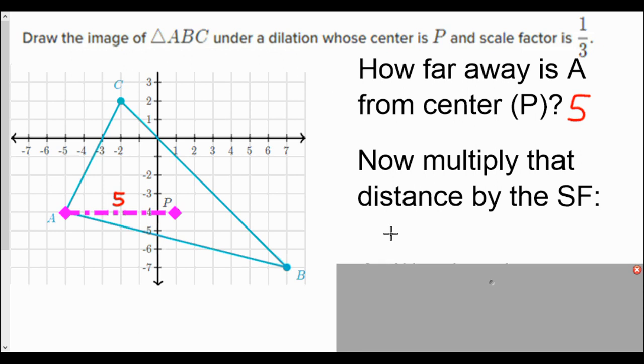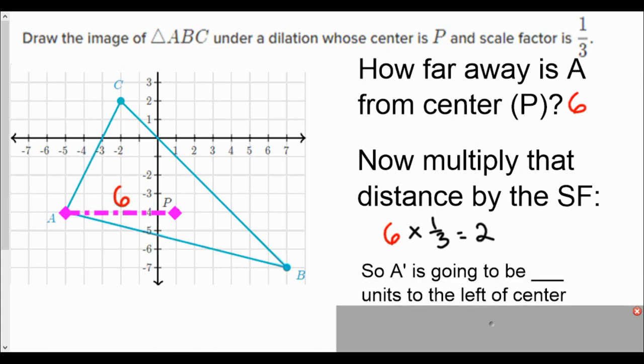It's not 5 units away. And I'll realize it here in a second because 5 times 1/3 gets into some nasty business, and that might happen in a real problem, but I didn't mean for that to happen. So suddenly I'm going, oh wait, it's really 6 units away. If you count up the squares there, there's 6 units from A to P. So now we multiply that distance of 6 by the scale factor 1/3. 6 times 1/3 is 2.